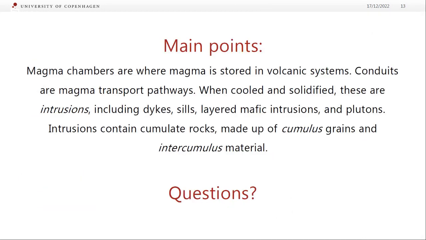The main points from there are that magma chambers are where magma is stored in volcanic systems. Conduits are transport pathways. When these cool and solidify, they make intrusions. These could be dikes, sills, layered mafic intrusions, or plutons. Intrusions are made up of cumulate rocks, which consist of cumulus grains and intercumulus material, which represents some sort of trapped liquid that freezes.